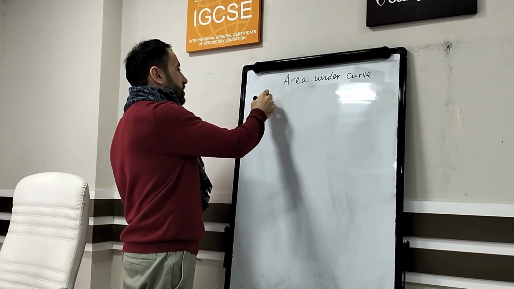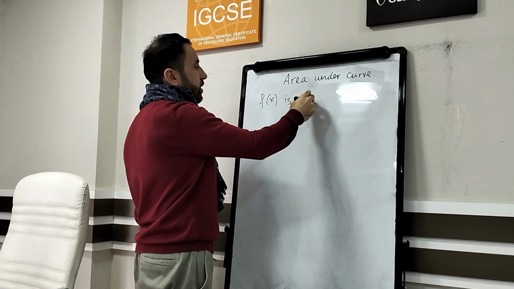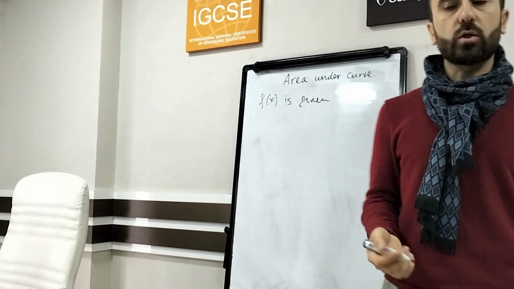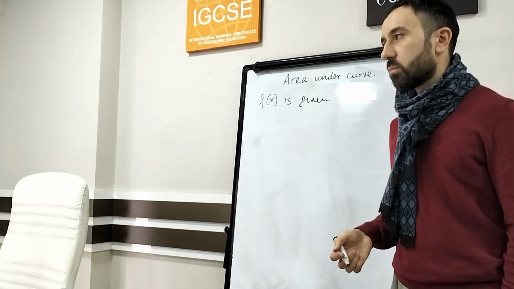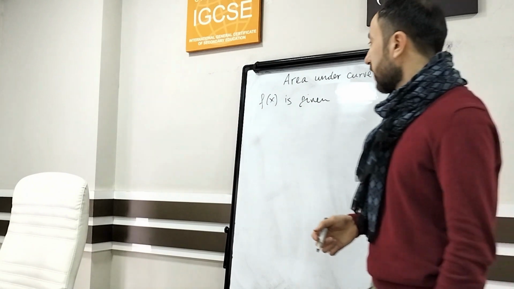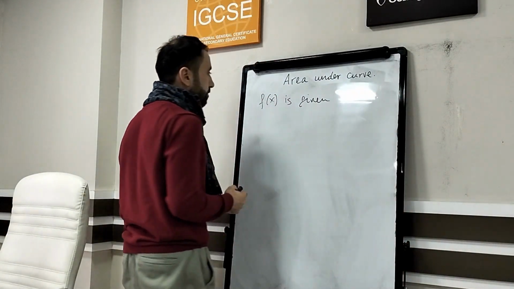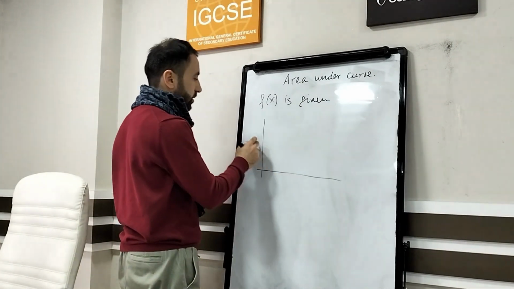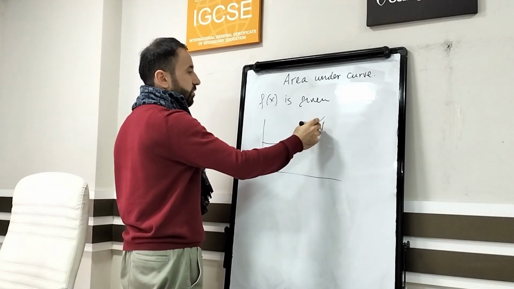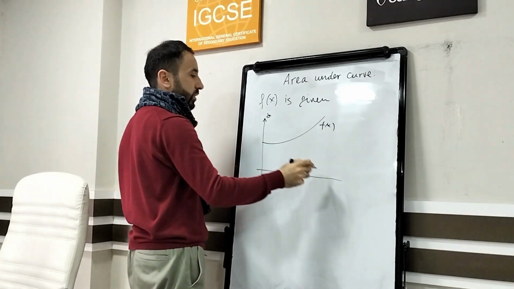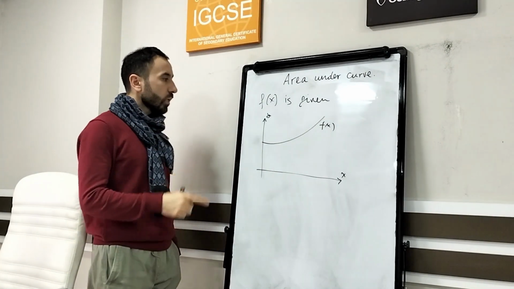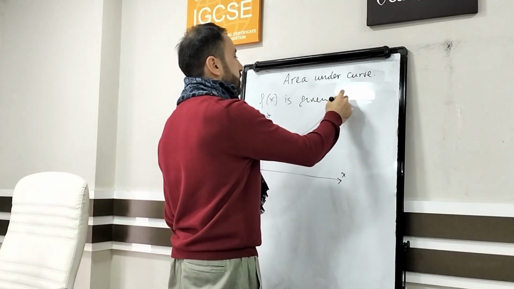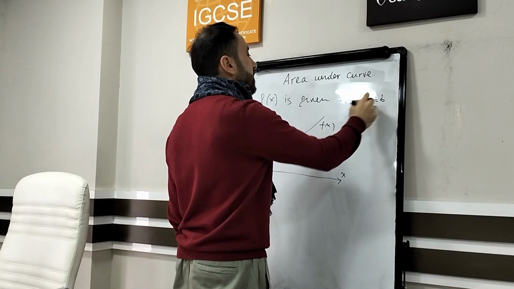Let me say a function f(x) is given. This is any type of function, maybe linear, quadratic, polynomial, maybe trigonometric, maybe exponential, logarithmic, it doesn't matter. For any type of function f(x), the graph of the function is a kind of curve like this, f(x). This is the y-axis, this is the x-axis. And then two values will be given, x1 and x2. Let me say x1 is a, x2 is b.